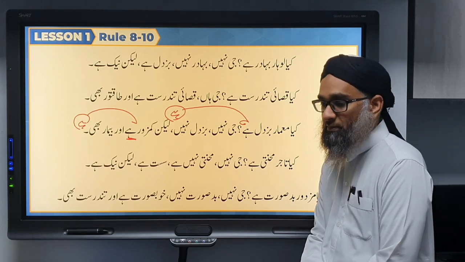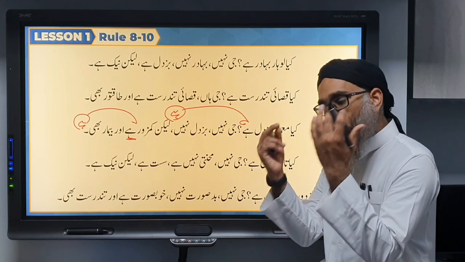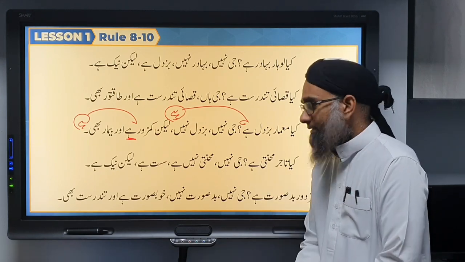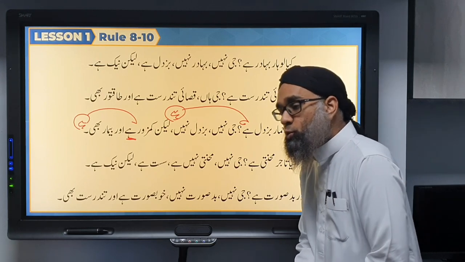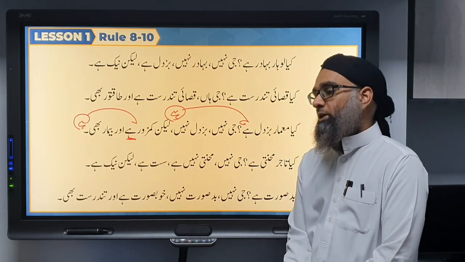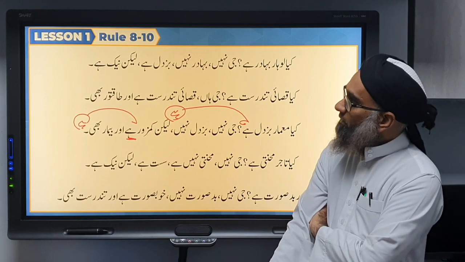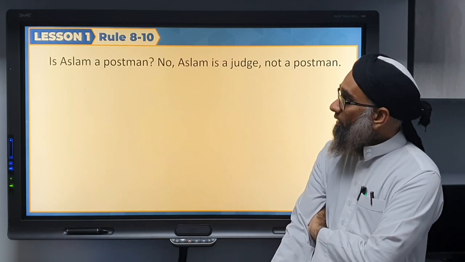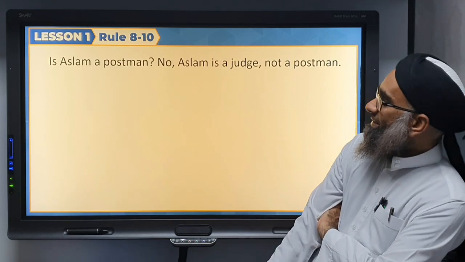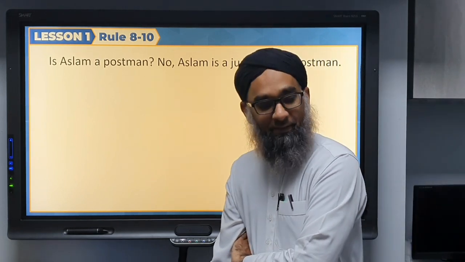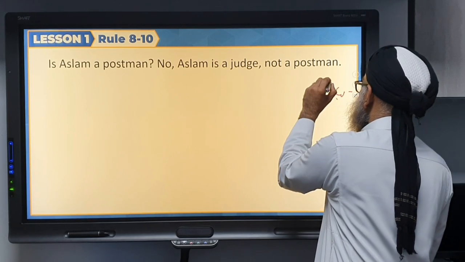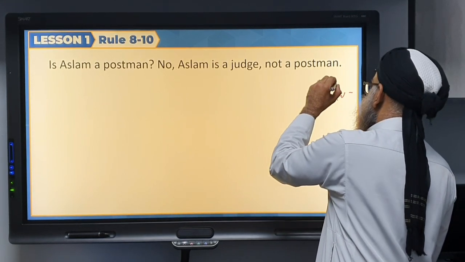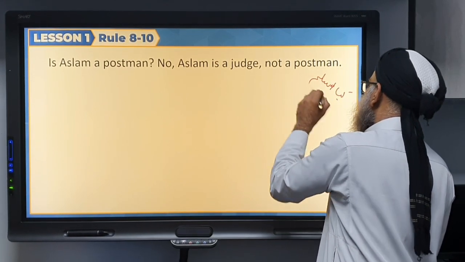Khubsurat hai. Khub means very good, mashallah. Very beautiful. It's quite beautiful. Or it's also healthy. Got it? Let's try this one now. Is Aslam a postman? Ji, Abdurrahman, let's try. Kya Aslam dakiya hai?